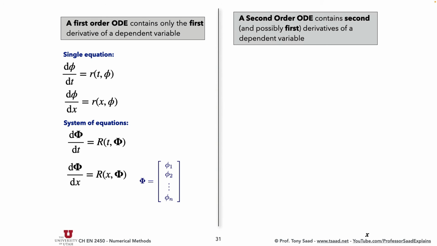A second order ODE contains second and possibly first derivatives and so on. And kind of that's the order. A third order ODE is going to have third derivatives and so on, right? We're not going to get to third order. We'll only do first and second order ODEs this year, okay?